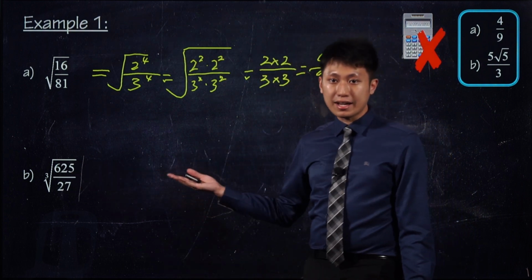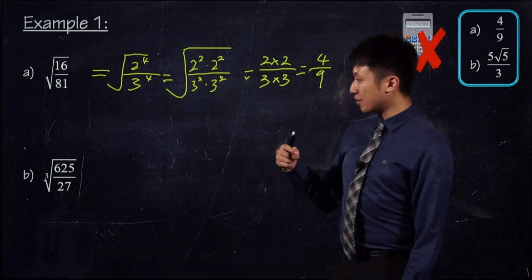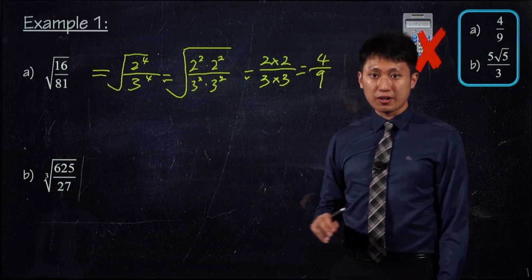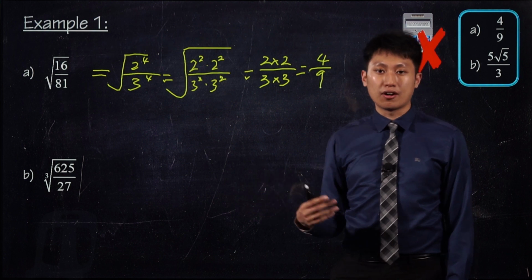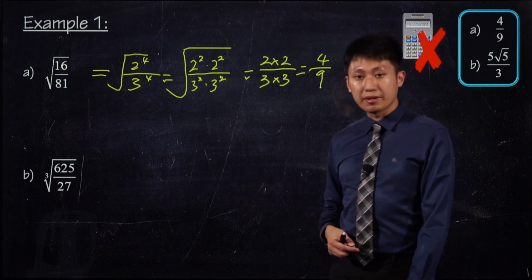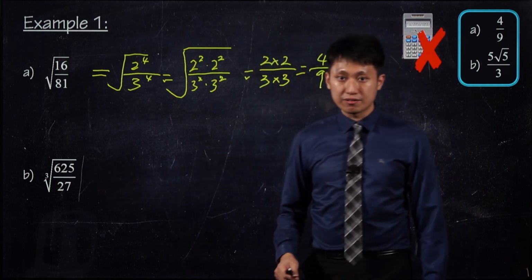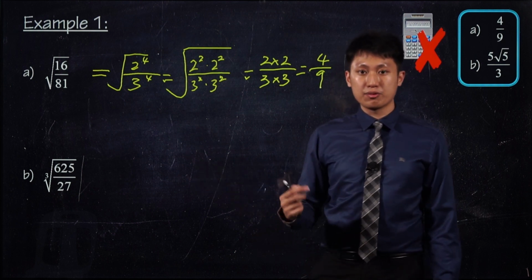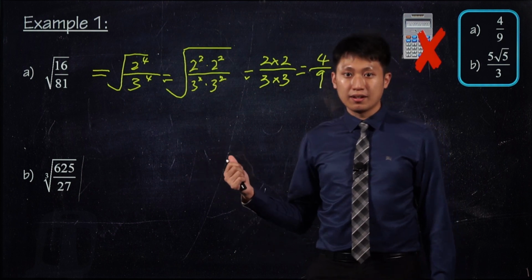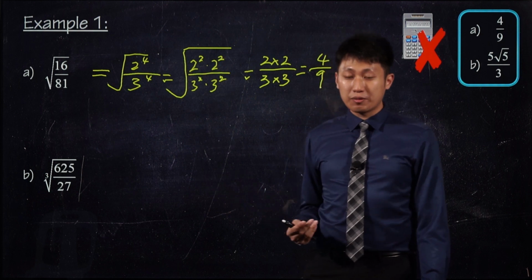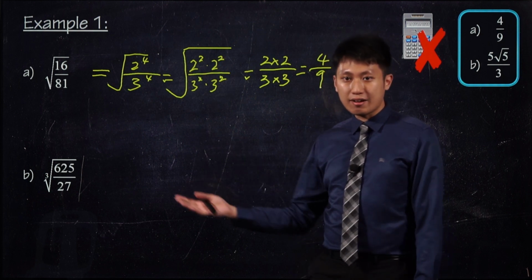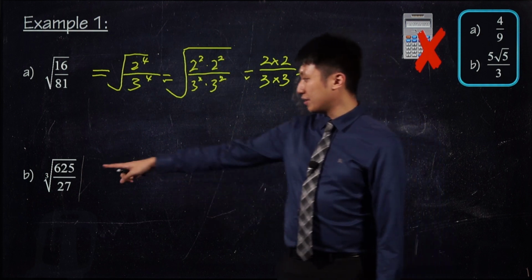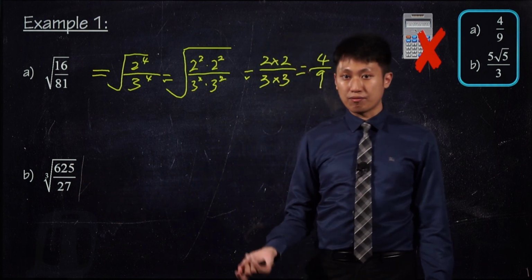625, if I can't get it right, if you are not familiar with this kind of numbers, then you probably have to factorize it using your calculator or whatever to help you a little bit. Okay, so I know the common factor is 5. If I divide by 5, then it gives me 125. Then I divide by 5 again, then it gives me 25. Then I divide by 5 again, I get 5. So this one is actually 5 to the power 4.